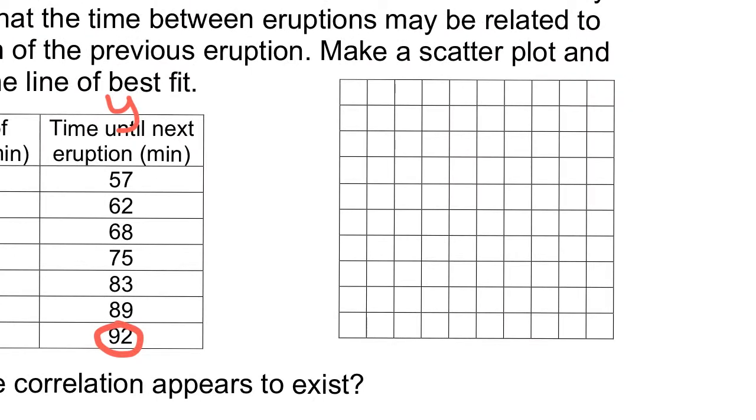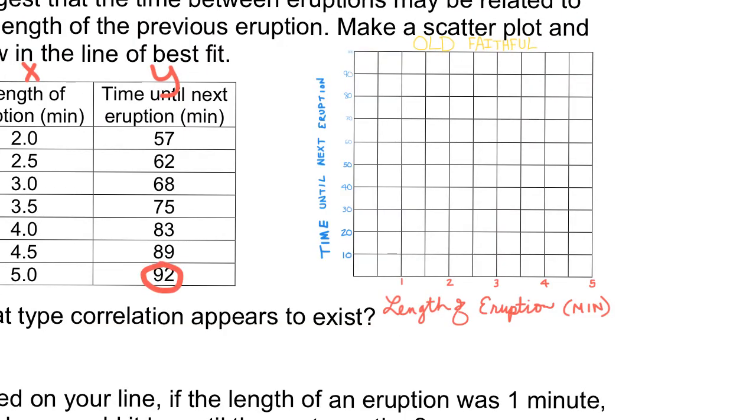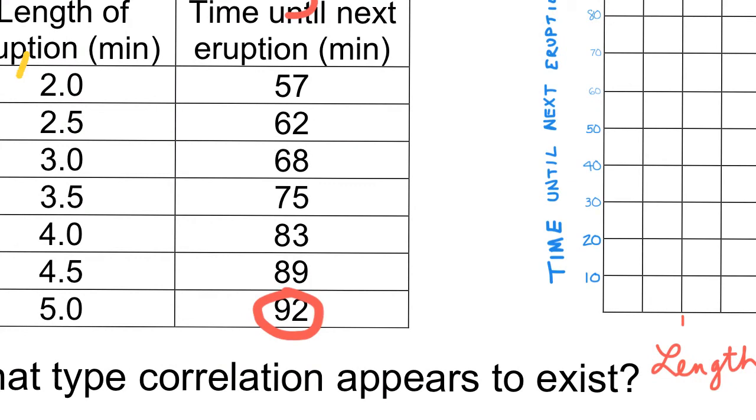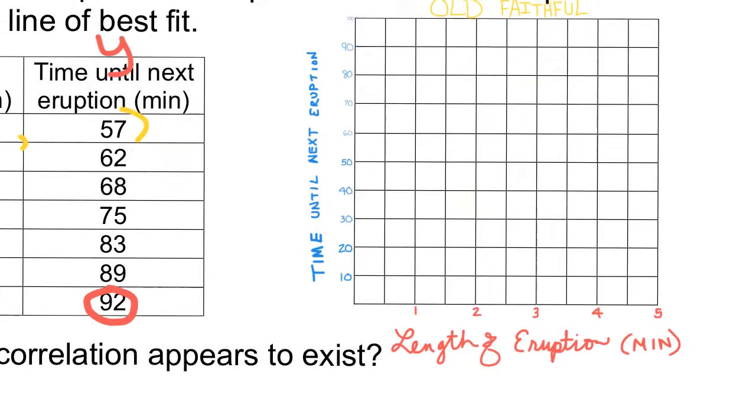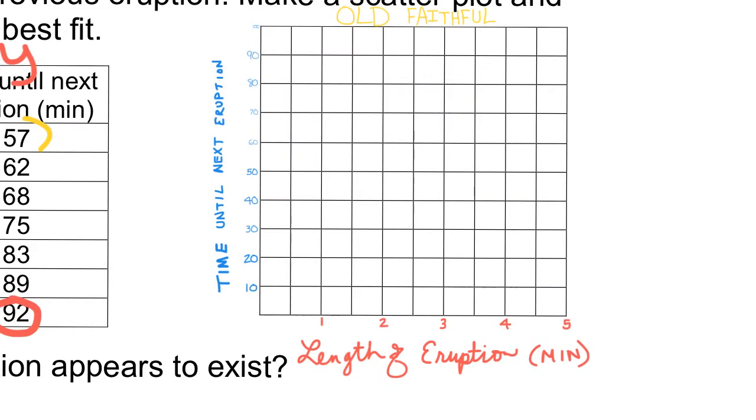So please set up your graph now. Pause the video as you do so. Now that you have your graph complete or set up, please plot the points. So the first ordered pair is 2, 57. Please pause the video here as you fill in your point.